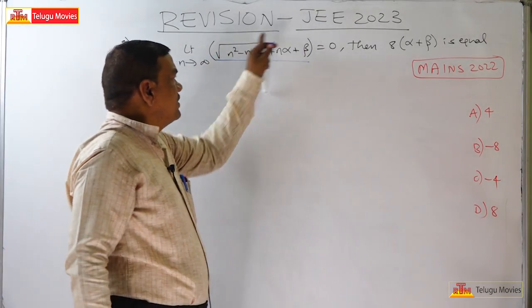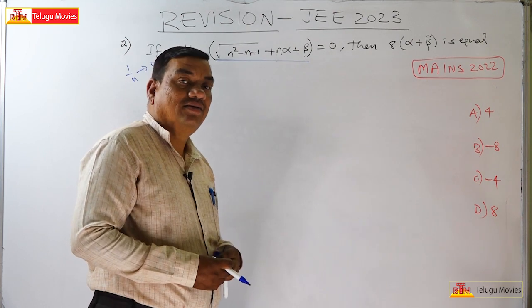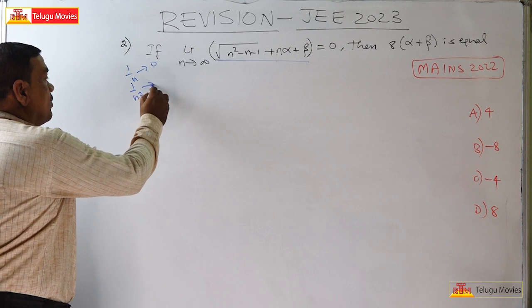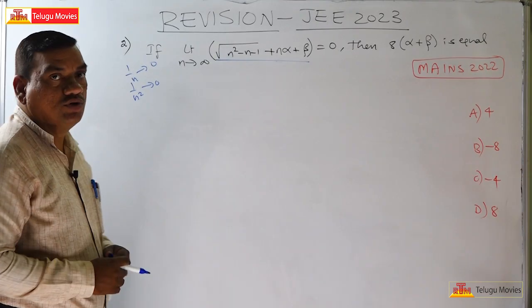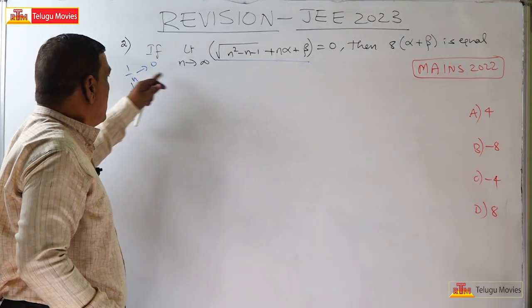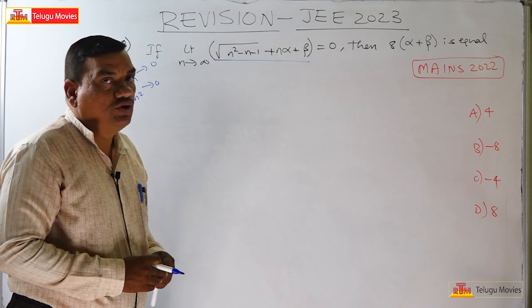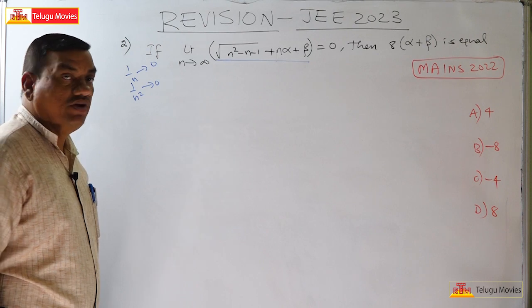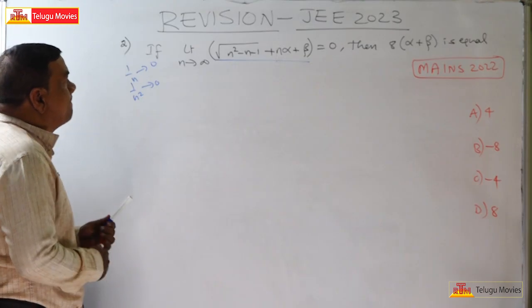So in this expression, try to get the quantity 1 by n or 1 by n square or 1 by n cube, whatever may be there, so that in place of 1 by n, we substitute 0. Now, how to get these 1 by n square values? Okay, so let us see this.